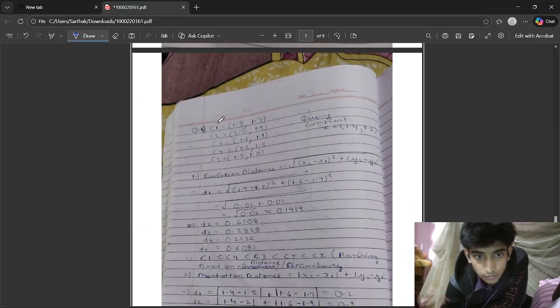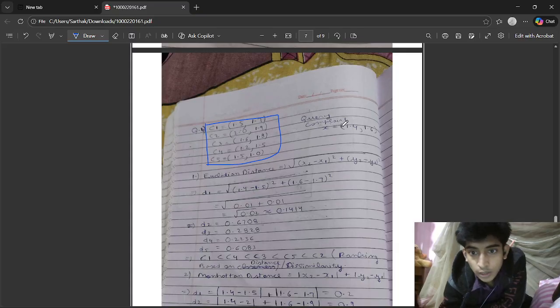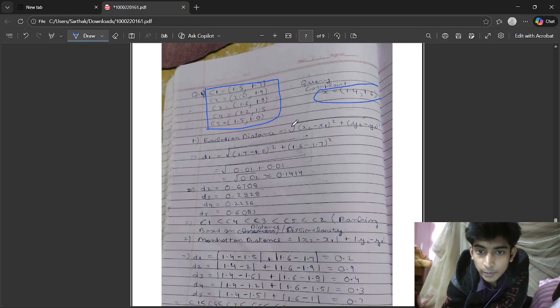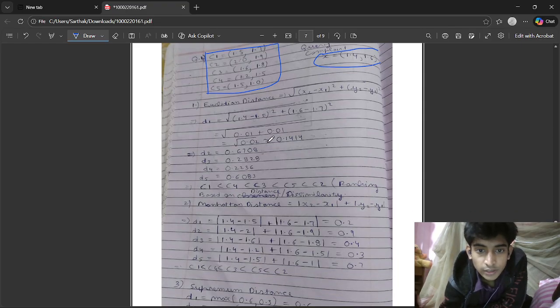Here is the question. I have created the complaints into these vectors. Now this is our query point. Now according to that, we will compute distances. First is Euclidean distance. That is nothing but the square root of (x2 minus x1) squared plus (y2 minus y1) squared. Now first we will calculate 1.4, that is the query point, 1.6, that is the query point, and 1.5, 1.7 we have put here. Now after calculating this value, we will get 0.1414 as distance.